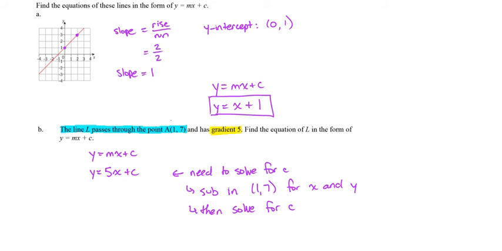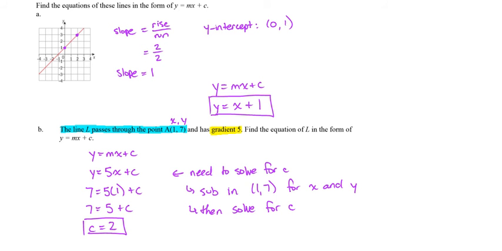So the value of 1 is the x value and 7 is the y value. So I'm going to replace those for x and y in the equation. And that gives me 7 equals 5 plus c. And if I subtract 5 from both sides, I end up with c equals 2.